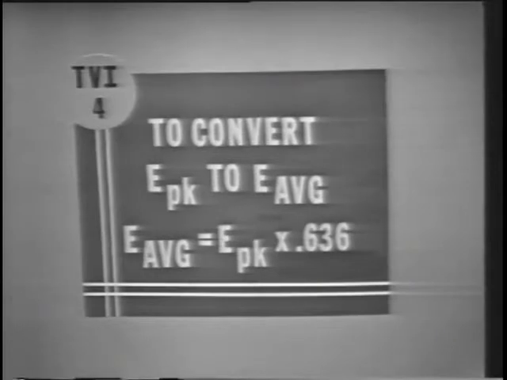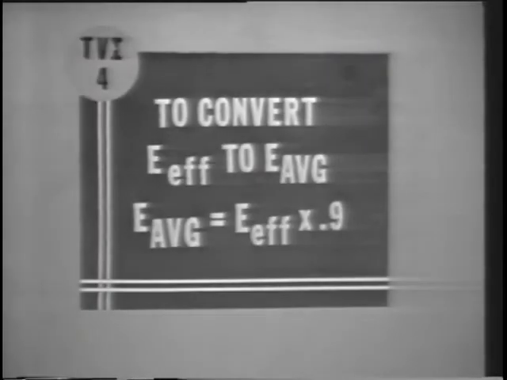This formula is used to convert peak voltage into average voltage. E average equals E peak times 0.636. Now remember, this is the peak secondary voltage in this case. Here's the formula used to convert effective voltage to average voltage. E average equals E effective times 0.9.